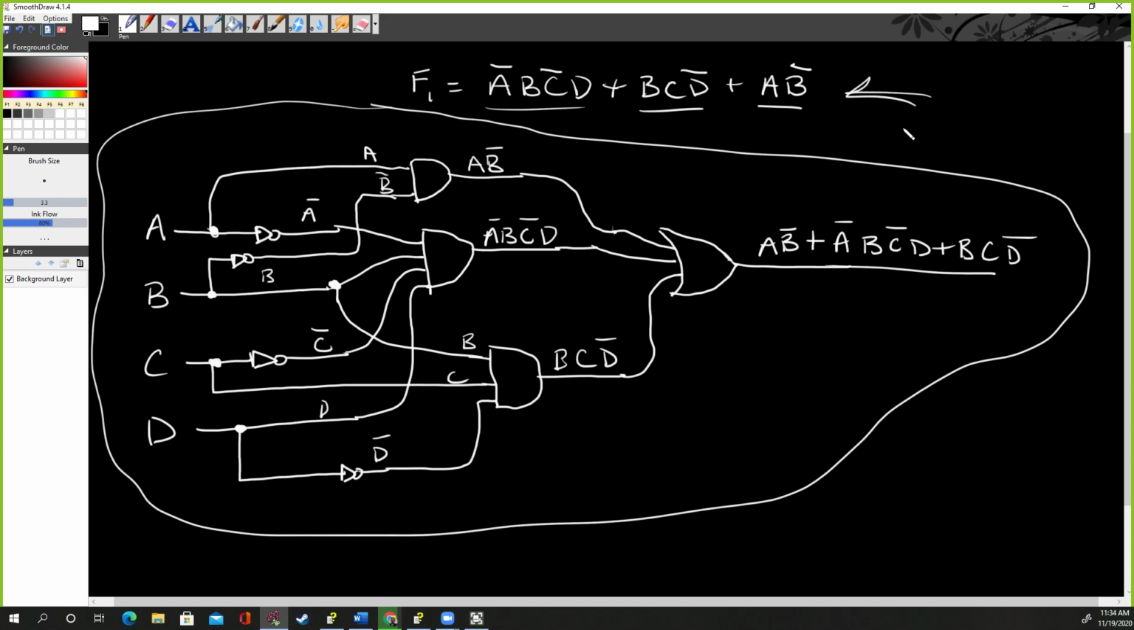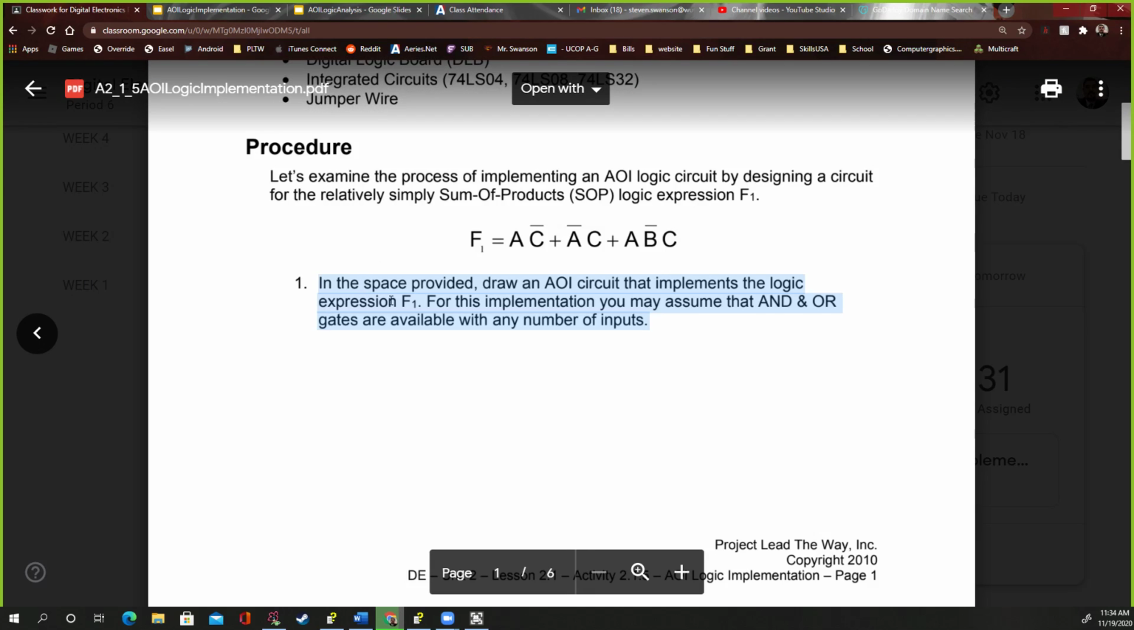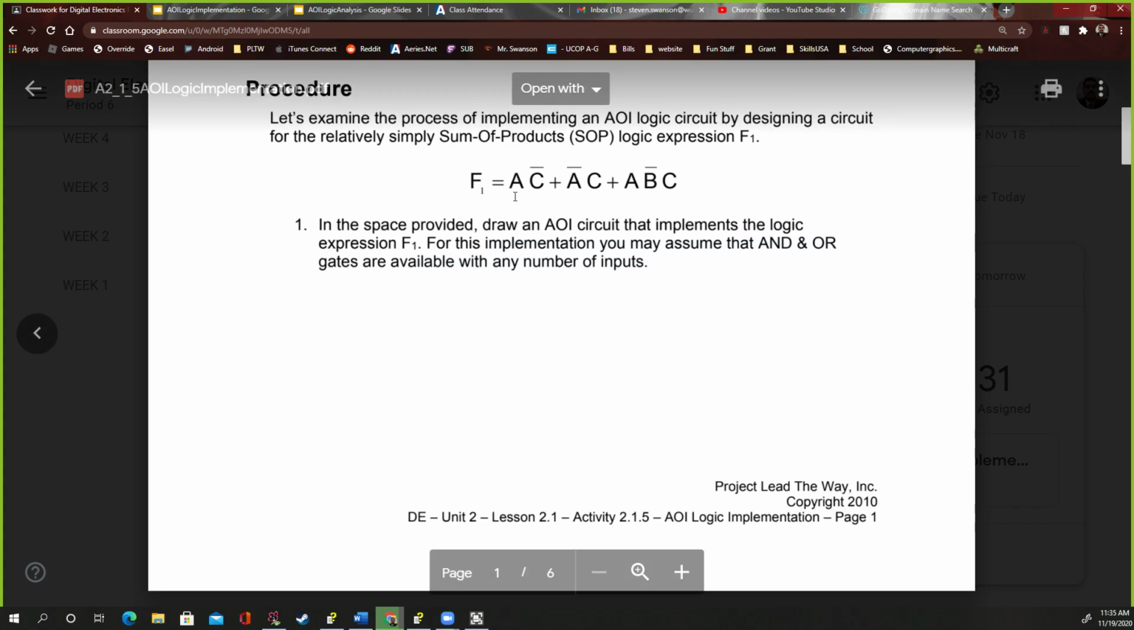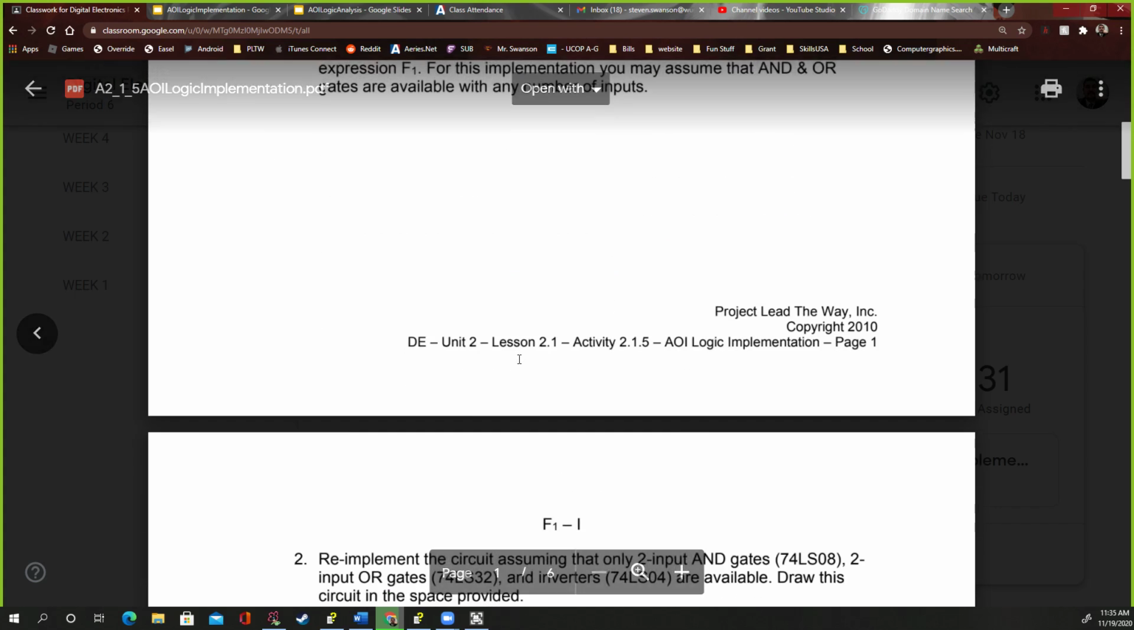That's it. Done. But notice I used 4 inputs, I used 2 inputs, I used a 3 input, I used a 3 input OR. So these AND gates, I used a 2, a 3, and a 4. But you're allowed to, because the worksheet says, for this implementation, you may assume that AND OR gates are available with any number of inputs. So go ahead and just draw it here.